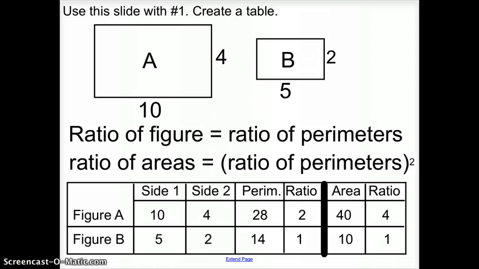Now, let's take the length times width formula and multiply 10 times 4. The area of figure A is 40. The area of figure B, 5 times 2, is 10. So the ratio of their areas is 4 to 1. So actually, if you take the ratio of their perimeters, 2 over 1, and square it, 2 squared is 4, 1 squared is 1, and you get the ratio of their areas to be the square of the ratio of their perimeters.